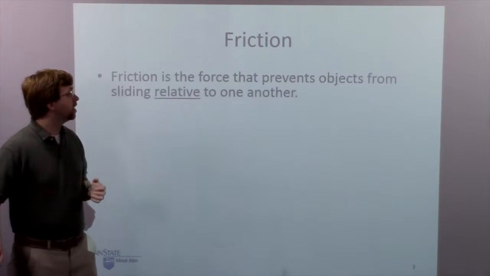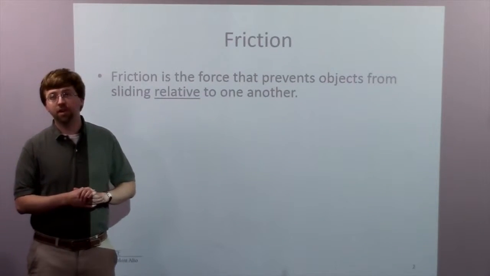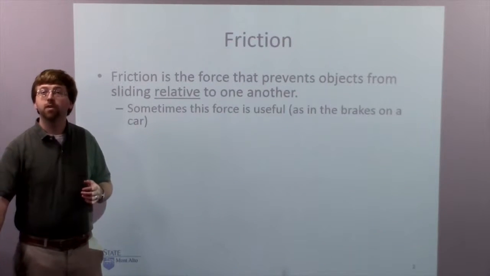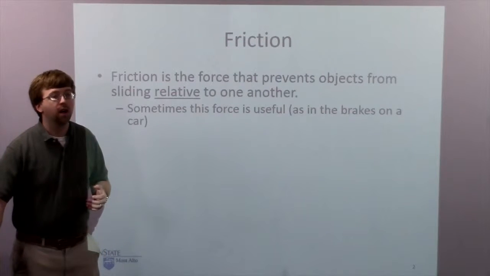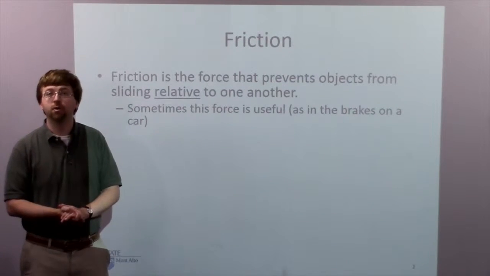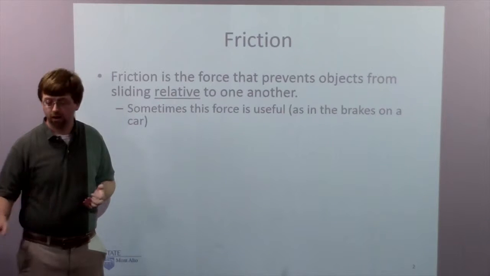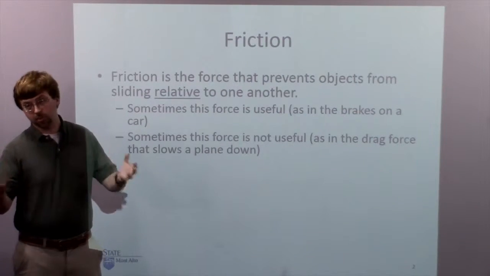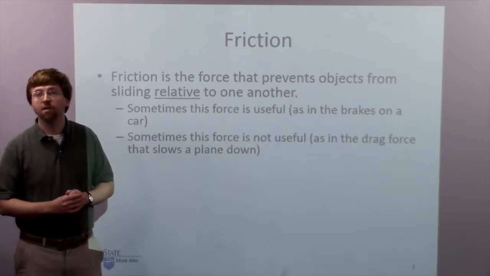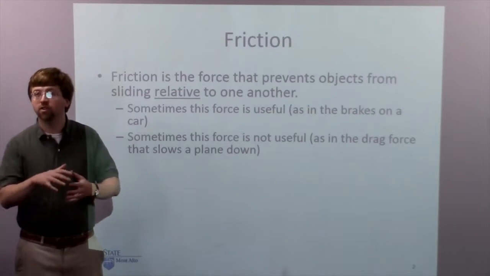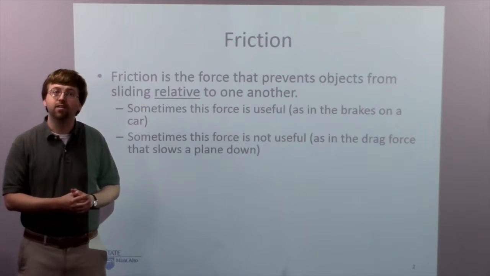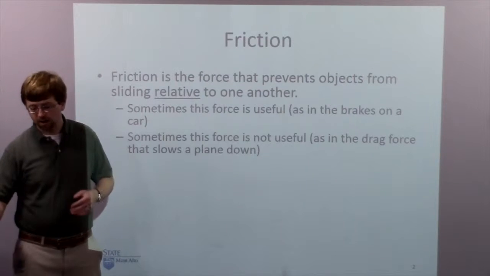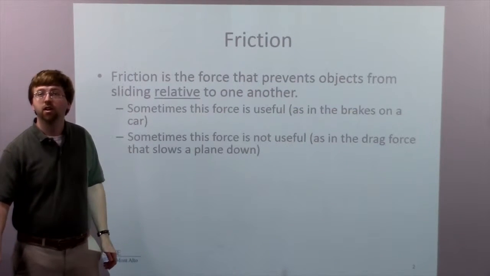So friction is the force that prevents objects from sliding relative to one another. Sometimes this force is useful, like the brakes in your car. Without friction they would not be able to stop your car. Sometimes it's something that we're fighting against, for example when a plane is going through the atmosphere. The drag force on the outside of that plane is something we're trying to overcome with the engine. So this can be helpful or not helpful depending on the particular situation.